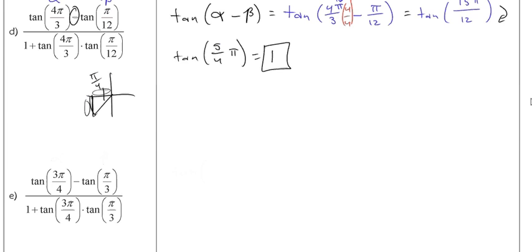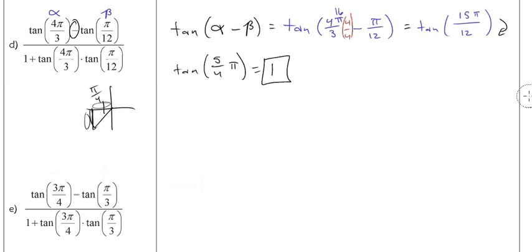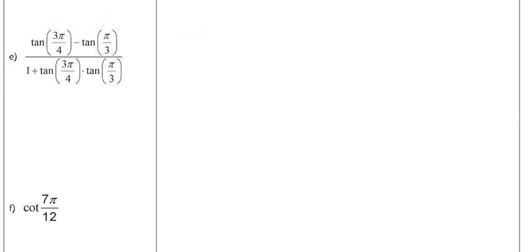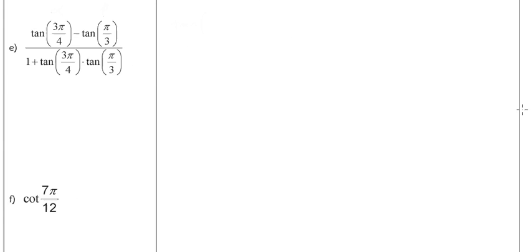Something I should have made more explicit in that last video, rather than just jumping in, is why we did it. Notice that we can figure out tangent of 4/3 pi. However, pi over 12, we don't know that for tangent. So we had to work our way backwards from this problem to something we did know, and we do know 5/4 pi for tangent.